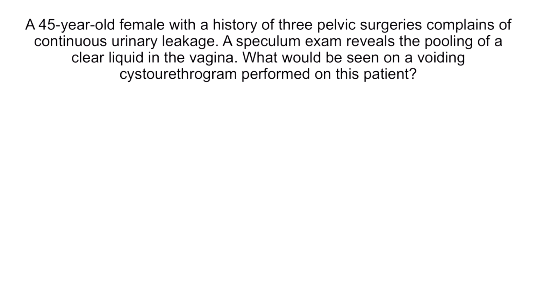Now let's pause real quick and do a brief question. A 45-year-old female with a history of 3 pelvic surgeries complains of continuous urinary leakage. A speculum exam reveals the pooling of a clear liquid in the vagina. What would be seen on a voiding cystourethrogram performed on this patient?